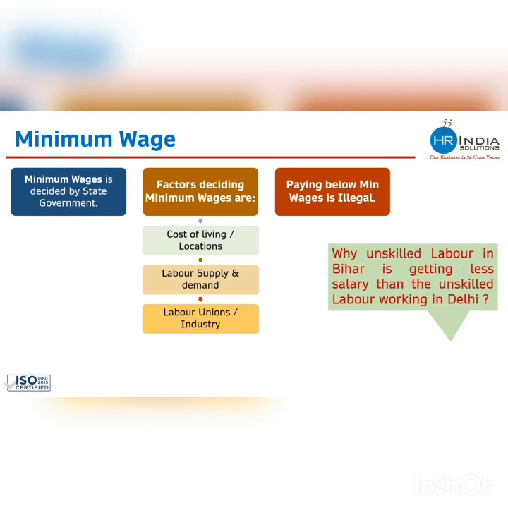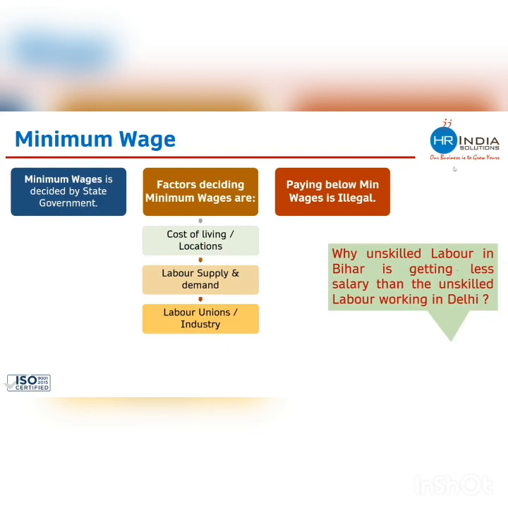Location due to cost, tier of the cities, supply and demand, cost of living. Yes, yes, yes. Very correct, guys. Cost of living, geography. Of course. Now, the combination of all this becomes what? Minimum wages, right? What are the factors which decide the minimum wage of the state? Cost of living, location, labor supply and demand, labor unions, industries.